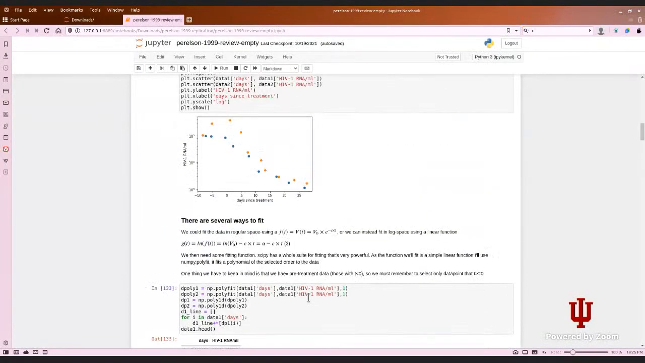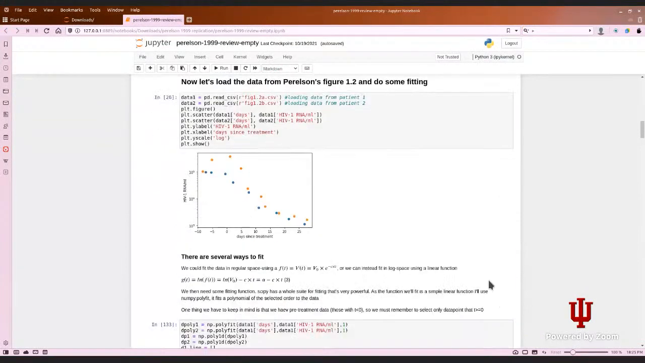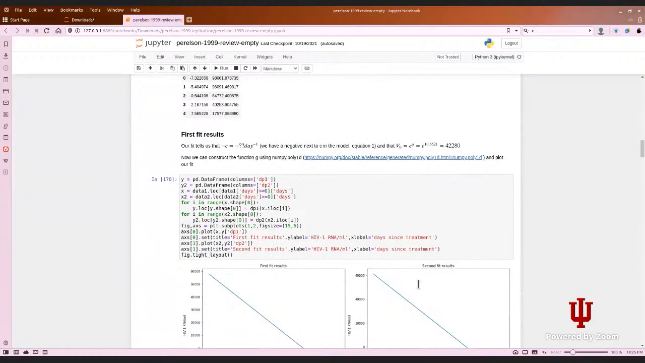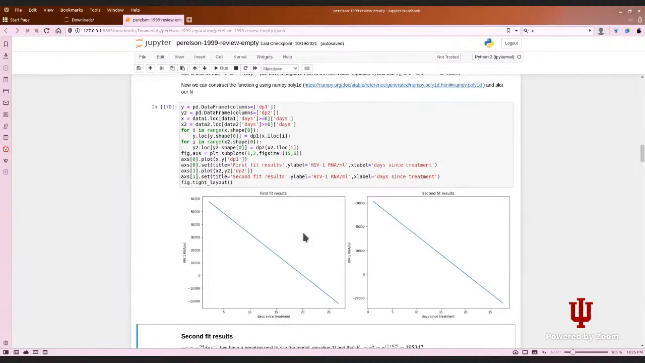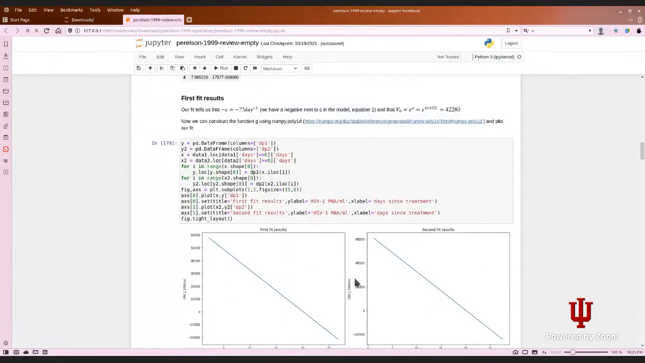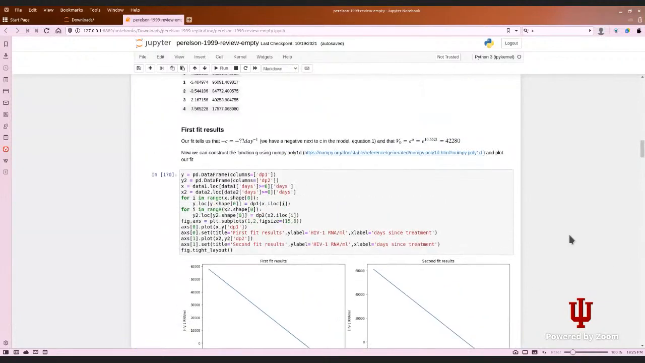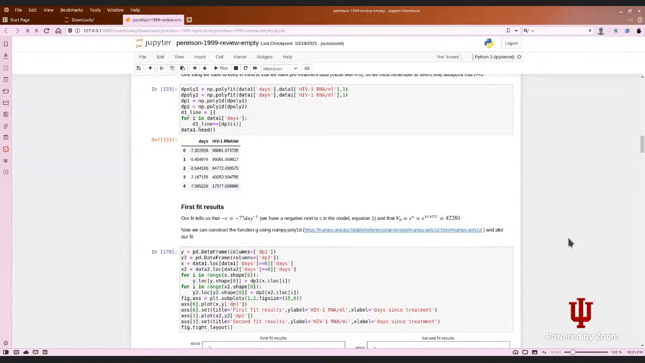Okay, I think I have it here. I'll share my screen. All right. So yeah, it looks like I got as far as the fitting here. And I put the first and second fit results here. I'm just reopening this. It's all new to me again.